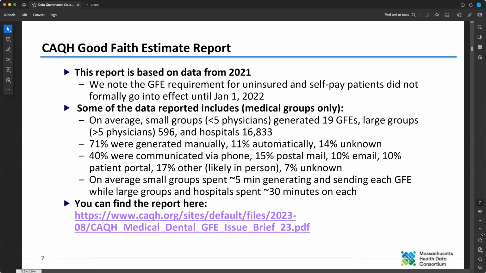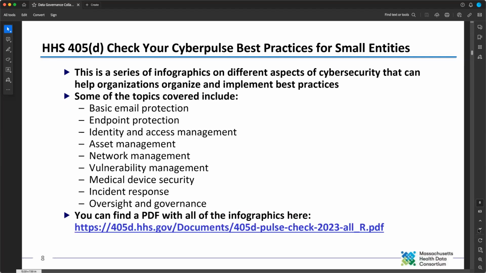So you can find the full report at that link. It doesn't contain much more information than what I have in the slide, but it does have some graphics and a little bit more context on some of these things. Any questions or comments? All right. Well, hopefully they'll do another one next year when in theory the requirement was actually in place, at least for uninsured and self-pay patients. All right, let's move on to the next slide then.